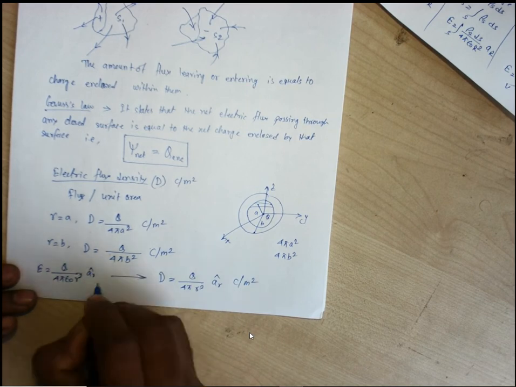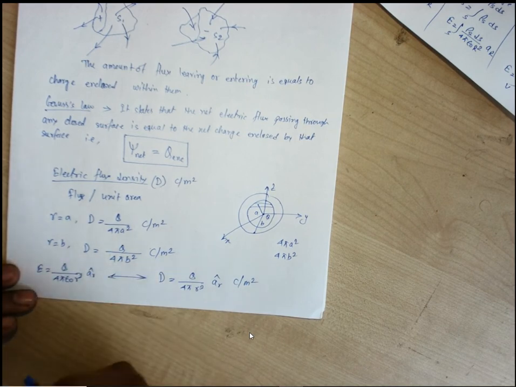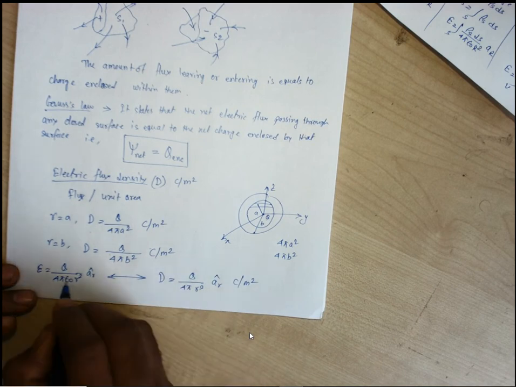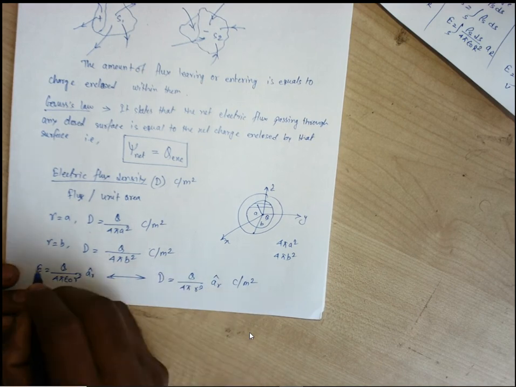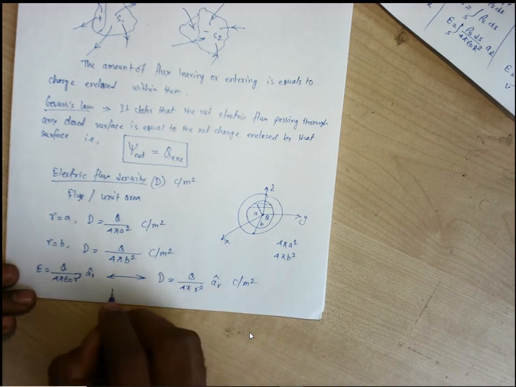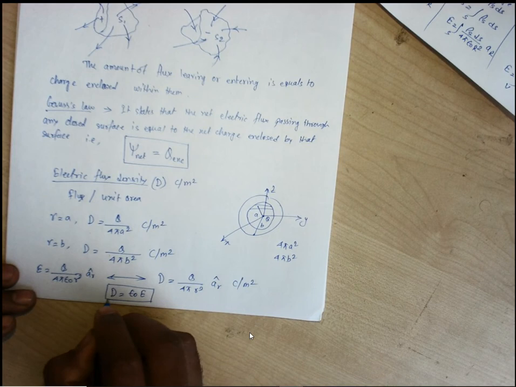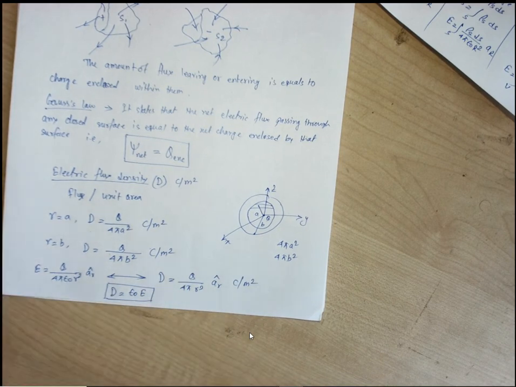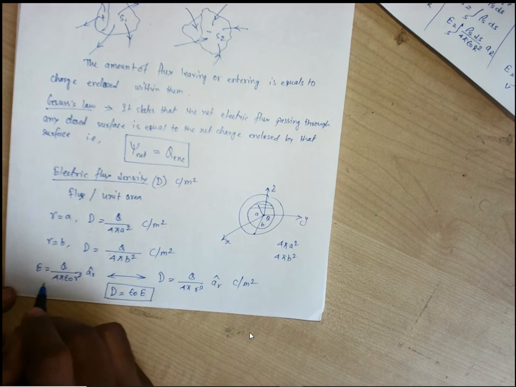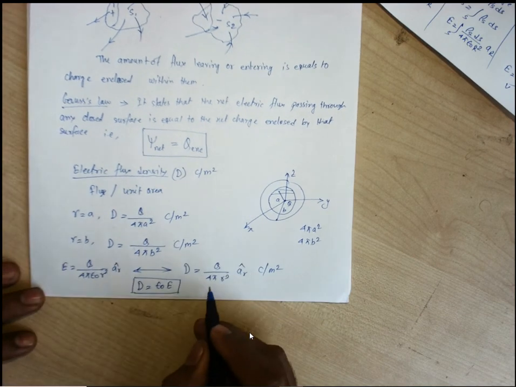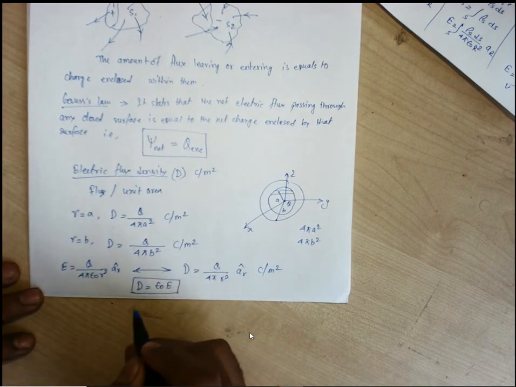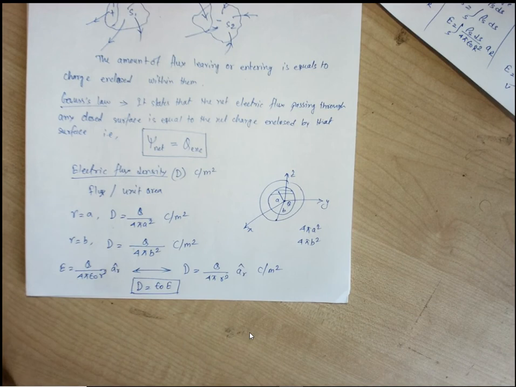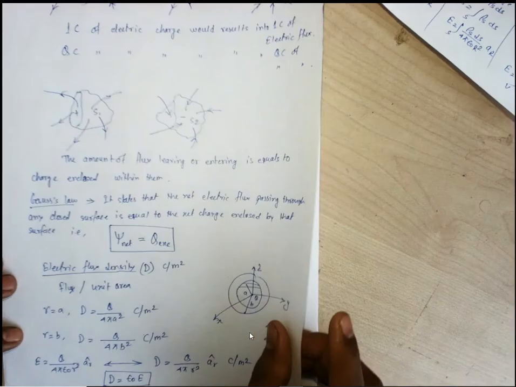So how can we relate these two? From here we can derive that D equals epsilon naught into E, the relation between the flux density and the electric field intensity. This is the expression for the electric field, and this is the expression for the flux density. So what is the relation? D equals epsilon E. It is the most important relation. Okay.